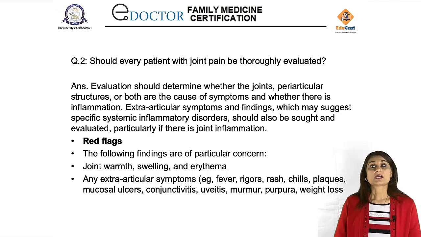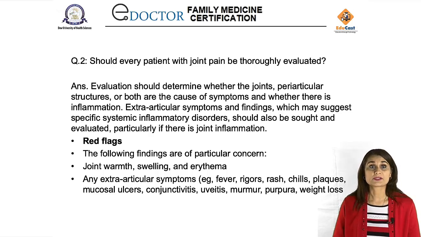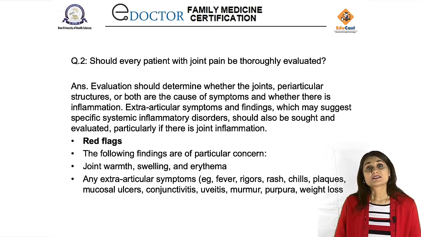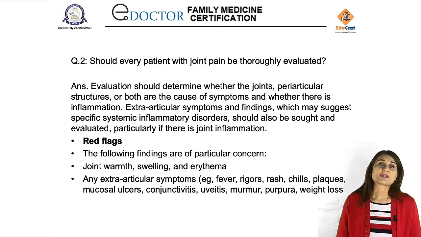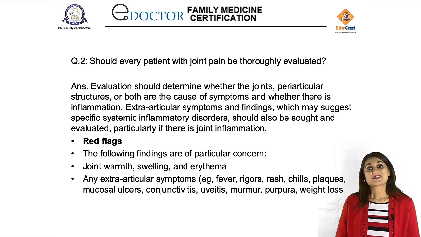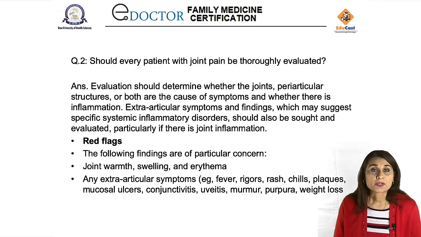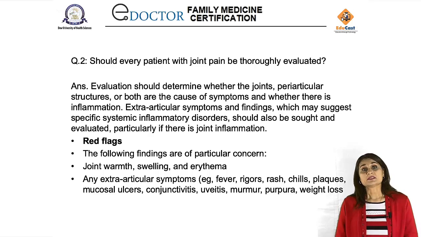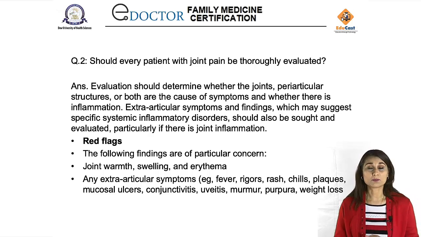And then any extra-articular symptoms, like the patient complains to you, doctor, I have fever, I got rigors, I got rash, I got chills, I have plaques. You can see that I have mouth ulcers. Look at that, my eyes are red, conjunctivitis. I cannot see properly, it's hurting my eyes, uveitis. I think my heart is racing too badly, so that's a murmur going on. Look at that, my skin has some kind of purple things coming out, so those will be purpura. Oh, I don't know why I'm losing weight. So these are all extra-articular symptoms the patient will complain to you about.